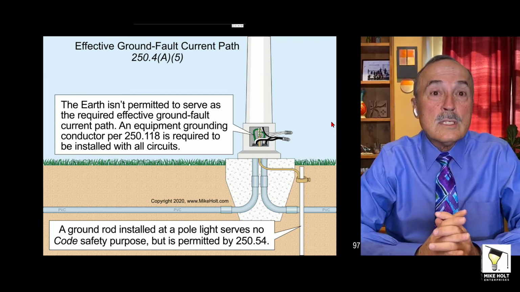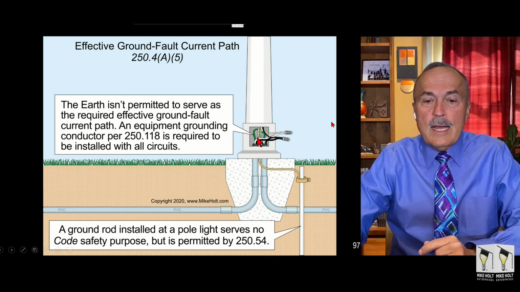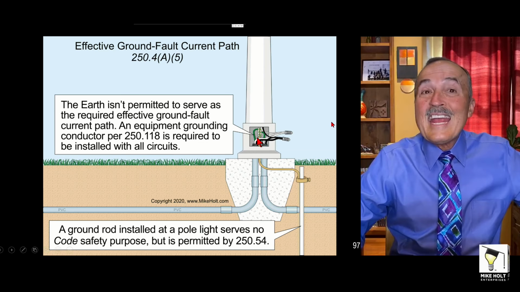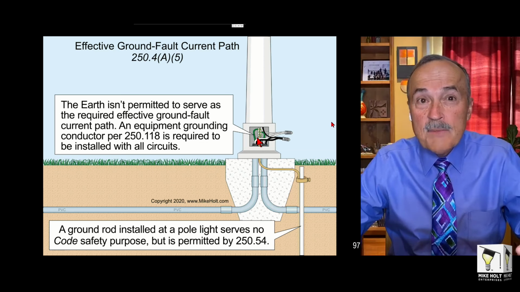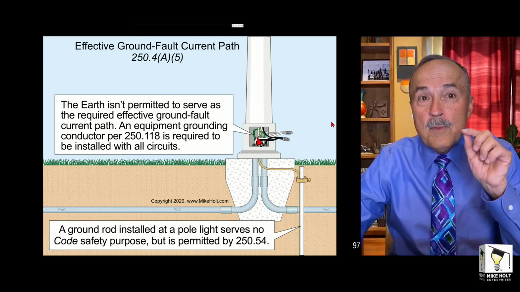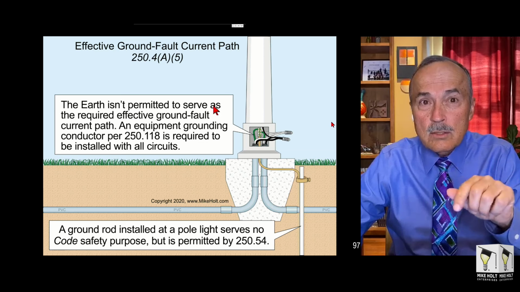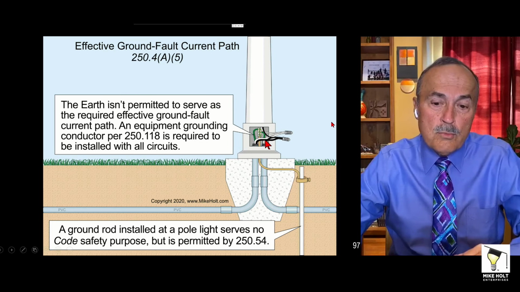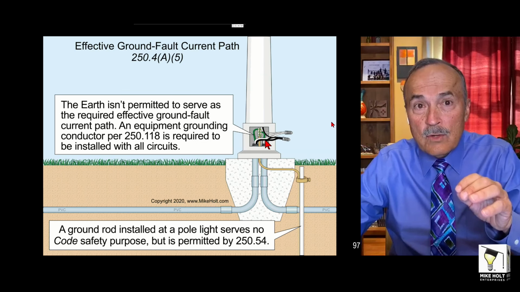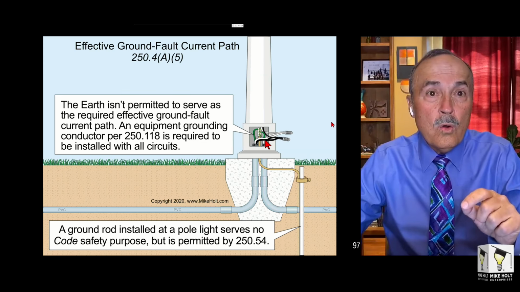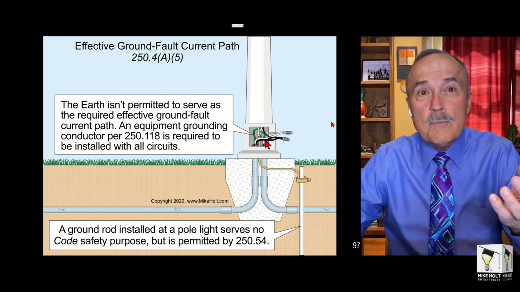You trip the breaker. So let's take a look at this. If you have a light pole, listen, if you have anything wired with electricity, I don't care what it is, you have to have an effective ground fault current path from that enclosure that contains those conductors. So if we have a light pole, you're running circuit conductors out there, you have to bring an effective ground fault current path to the pole. And we call that an equipment grounding conductor.